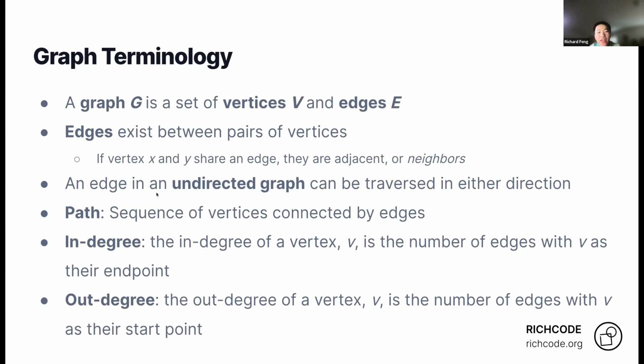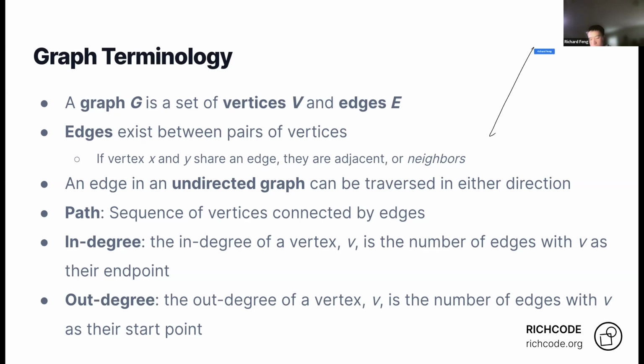Okay, so I'll get into more graph terminology that you'll have to be familiar with for the ACSL contest. So typically we can call graphs with the letter G, and once again, they are a set of vertices, which we can sometimes call V, and edges, which we can use the letter E to represent. Edges exist between pairs of vertices, and if vertex X and Y share an edge, that means they are adjacent, or sometimes we can use the term neighbors.